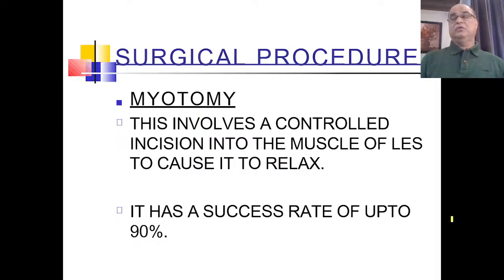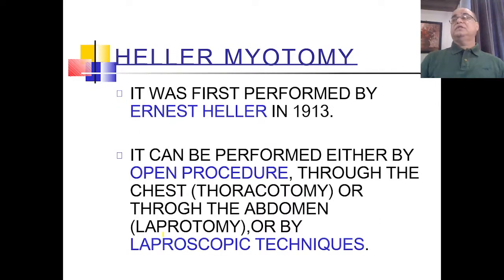Then there is the surgical treatment, which we call myotomy. As the name indicates, it involves a controlled incision into the muscles of the lower esophageal sphincter to cause it to relax. It has a success rate of up to 90%. It was first performed by Mr. Ernest Heller in 1913. It can be performed either by an open procedure through the chest, which we call thoracotomy, or through the abdomen, that is laparotomy, or nowadays by laparoscopic techniques.